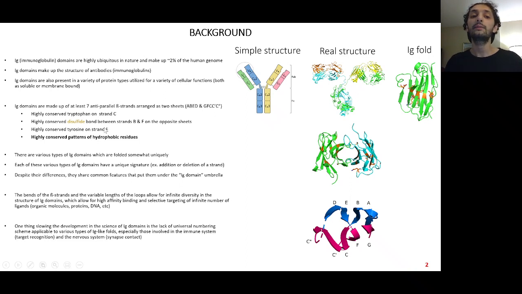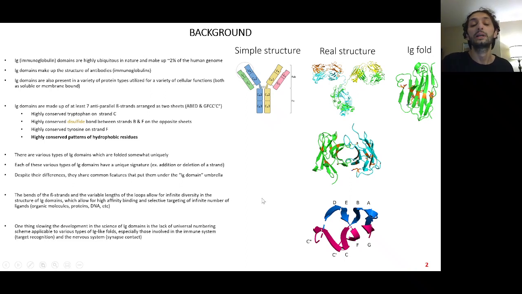They have a highly conserved tryptophan on strand C. They also have a highly conserved disulfide bond between the B and F strands on the opposite sheets. There's another highly conserved residue on the F strand, which is a tyrosine as well. But more important than these, there are highly conserved patterns of hydrophobic residues distributed throughout the Ig fold, which are essential for the formation of the Ig domain.